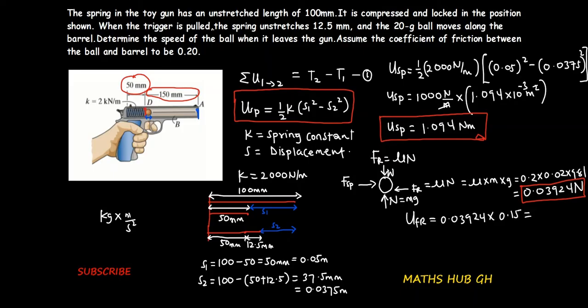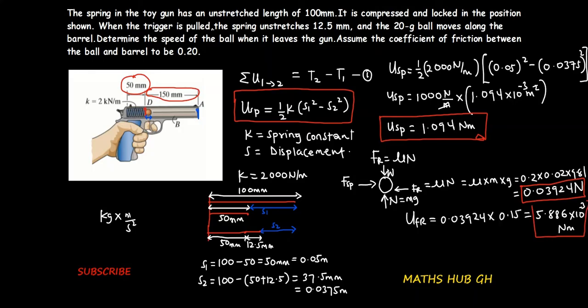0.03924 times 0.15 will give us a value of 5.886 times 10 to the power minus 3 Newton meter. So this is the work done due to friction. So we have this here.